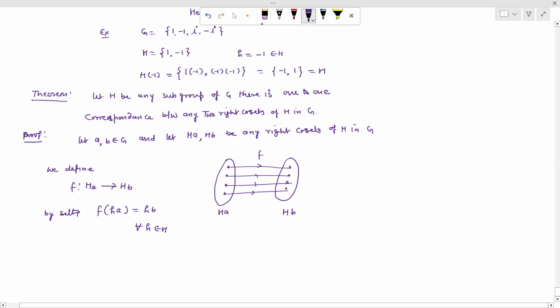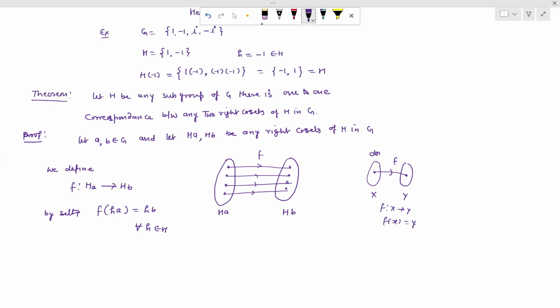So we know that when we are defining a mapping, if this is the set X and this is the set Y, then a mapping f from X to Y means function of X tends to Y. So we can say that f(x) equals y. This is the domain, this is the codomain, and the set of elements related to the set X is called the range, and the range is always a subset of the codomain. So the range is always a subset of Y.